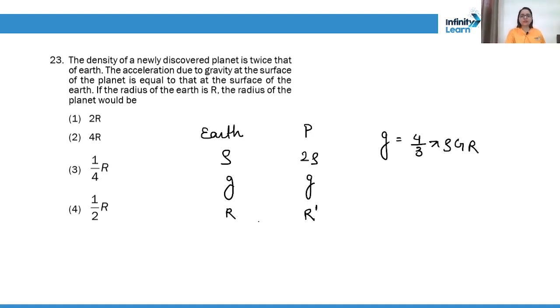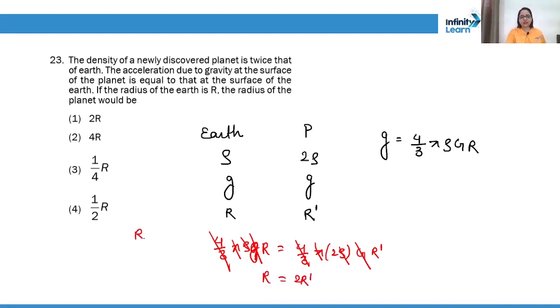This value is same for Earth and planet. So let's equate this value. For Earth, it is 4 by 3 pi rho G r, and this is equal to 4 by 3 pi 2 rho into capital G into r dash, right? So 4 by 3 pi cancels, capital G cancels, rho cancels. So basically we have r is equal to 2r dash. So r dash will be r by 2, which is option 4.